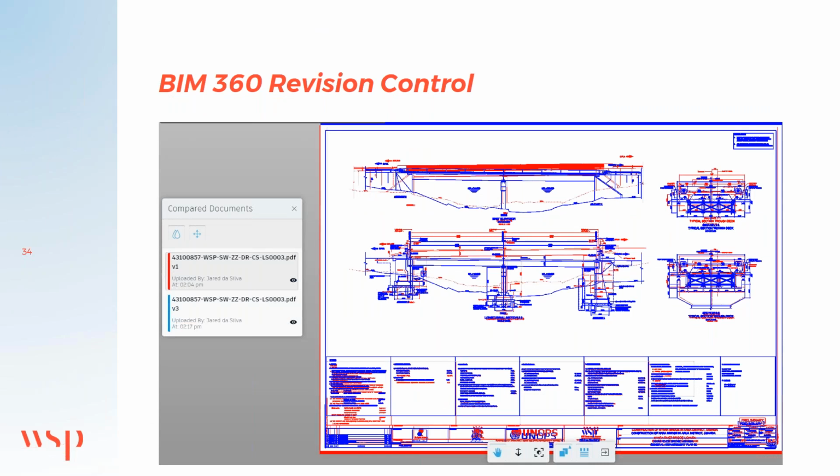For instance, you could see the first revision is in red and the second revision is in blue. This made it easier for us to communicate our changes to the client and for the client to see where the changes on the structure were made.